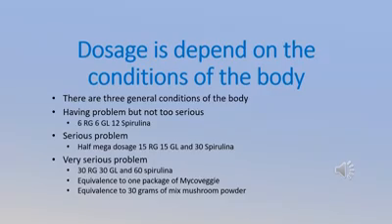Thirdly is the very serious problem. For a very serious problem, you close your eyes and go for the mega dosage: 30 Rg, 30 Gl, and 60 spirulina. Then we also put all the Rg and Gl into a package of micro-VG. One package of micro-VG is equivalent to 30 Gl and 30 Rg. Or we can use 30 grams of mixed mushroom powder. We do have mushroom powder.